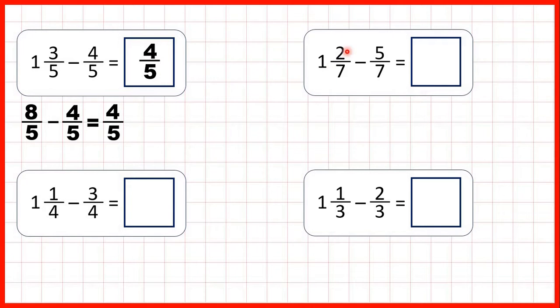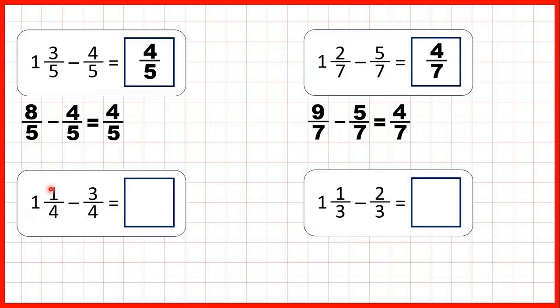Now we have 1 and 2 sevenths, but we need to take 5 sevenths away. So we need to turn this mixed number into an improper fraction. 1 times 7 is 7, plus 2 is 9, and the denominator stays the same when we change it from a mixed number to an improper fraction. So now we found that 1 and 2 sevenths is the same as 9 sevenths, so we can subtract our 5 sevenths. The denominator stays the same, and 9 minus 5 is 4, so our answer is 4 sevenths.